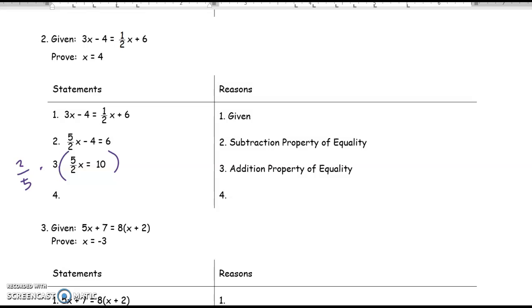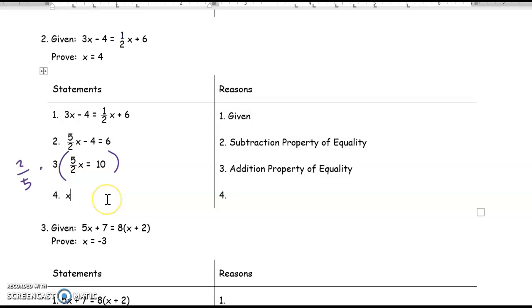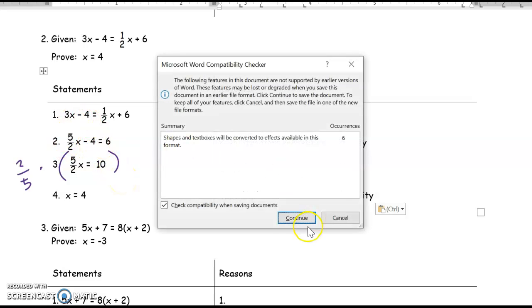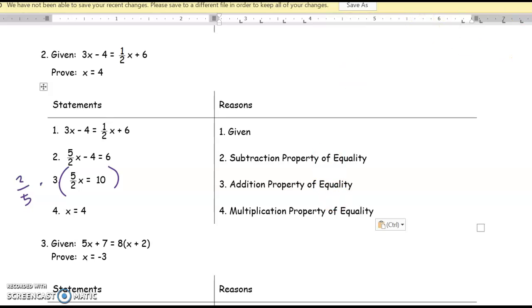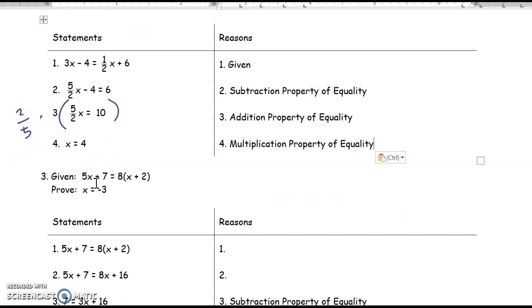Now 2/5 times 5/2 x actually cancels out. Okay? That'll give me back x. 2/5 times 10 is going to give me 4. What do we do here? We multiply. This is the multiplication property of equality. Okay? That's a tricky one. But again, if you notice, you didn't really have to do that much in terms of solving it. You just had to click on that and give the reason, the justification for it.